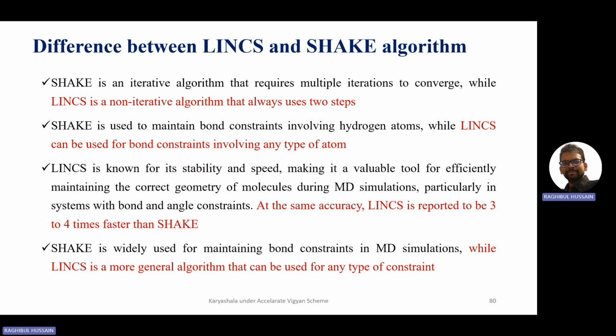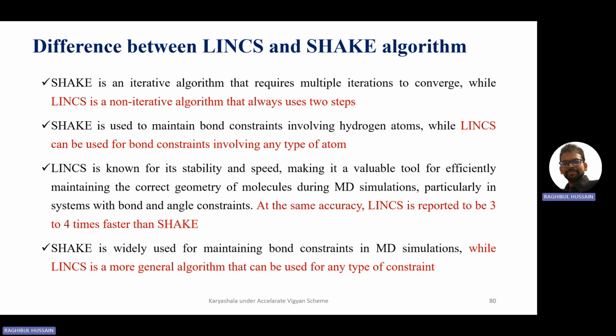There are some differences between applying the LINCS and the SHAKE algorithm. SHAKE is an iterative algorithm, requiring multiple iterations to converge, while LINCS is a non-iterative algorithm that converges within two steps. So basically LINCS is faster. SHAKE is used to maintain the bond constraint involving the hydrogen atom, while LINCS can be used for the bond constraint for any type of atom. So SHAKE is particularly with respect to the hydrogen.